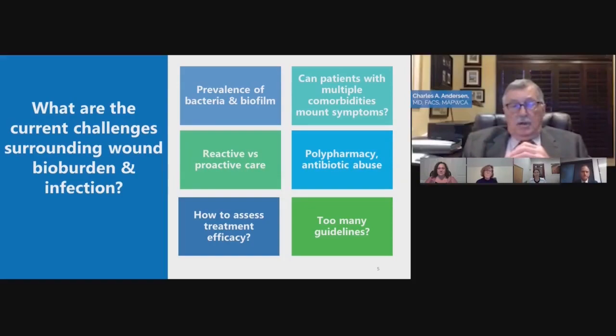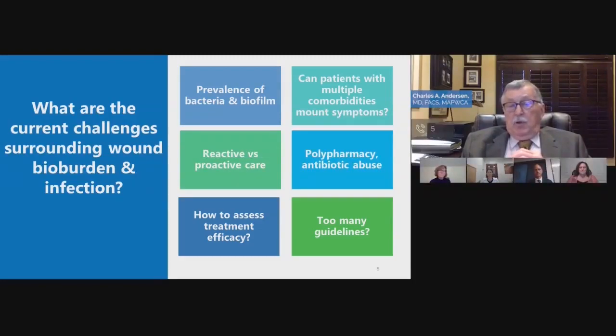The importance of being able at point of care to pick up 10 to the 4th bacteria or greater allows us to then take a very proactive approach to wound care, versus the reactive approach where we wait for clinical signs or symptoms or we wait for the results of a culture. So we can be much more timely and appropriate in the early care, and with that can prevent progression of that bacterial growth.